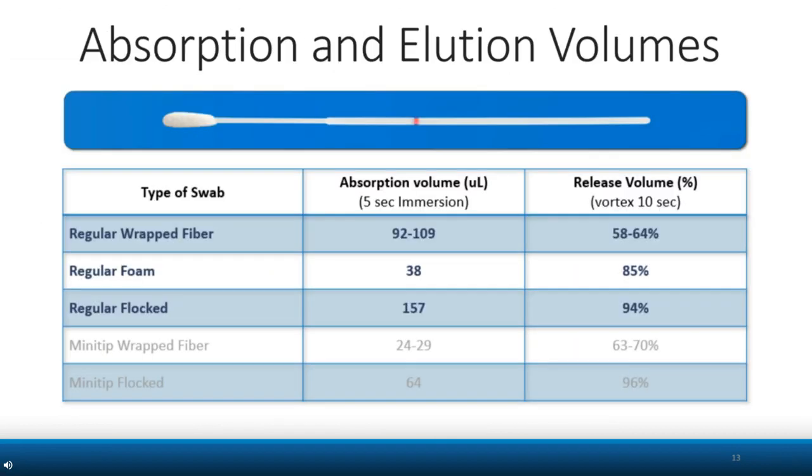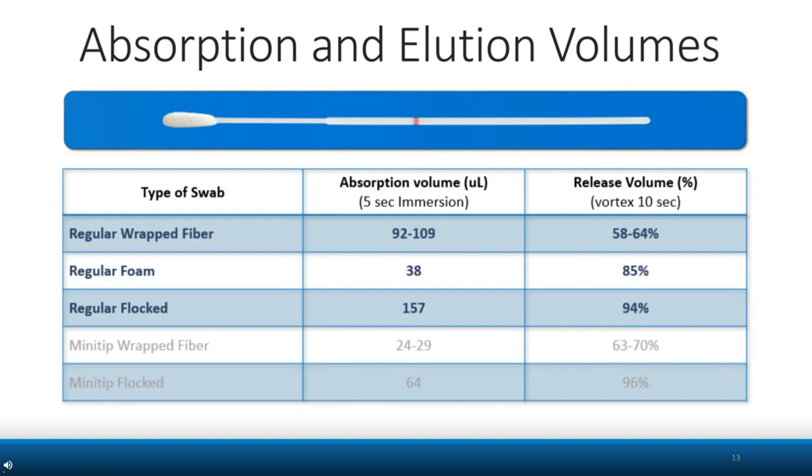Now, I'm going to talk a little bit about absorption and elution volumes later, and then I'll tell you a little bit later about why this is so important in the swab manufacturing process. But with the swabs, we're all aware that there's regular type swabs, as you can see in this picture. They can be, again, made out of that wrapped or spun fiber that makes that mattress core. They can also be made out of foam, or they can be made out of the flock process, which I just described to you.